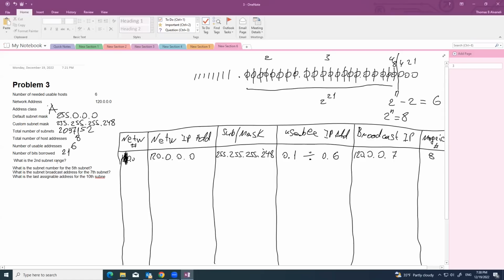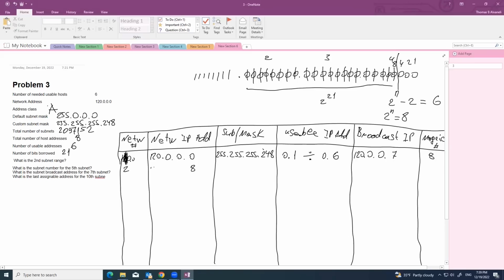What is the second subnet range? Okay, so the magic number is 8, so the boundary between the network portion and host portion is falling on the 4th octet. So that's why we are incrementing the 4th octet by 8.